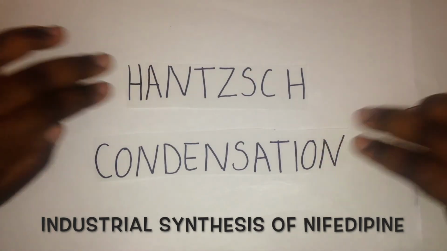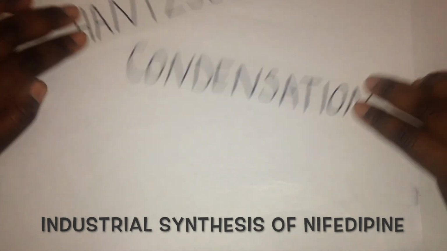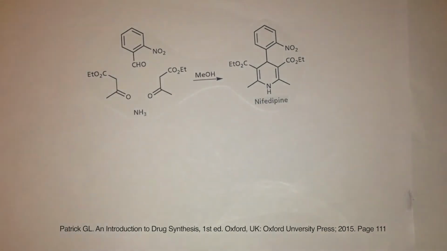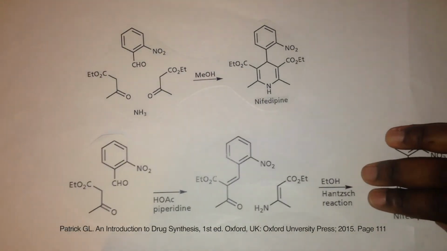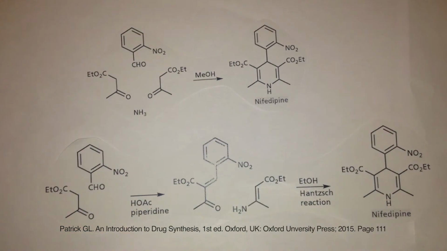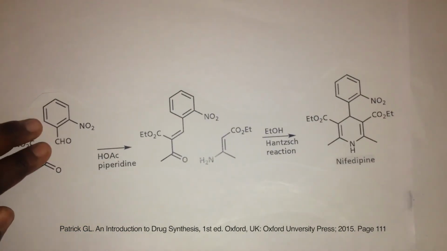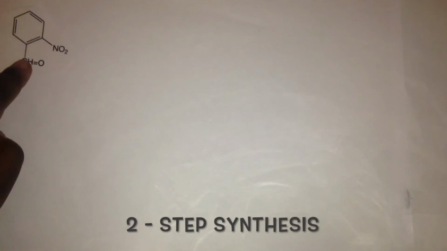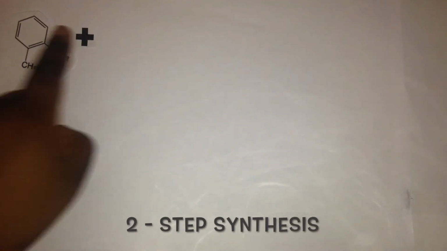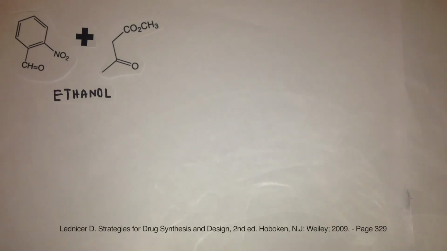Nifedipine is synthesized by a Hantzsch condensation reaction. It can either be done as a single-step synthesis or as a two-step synthesis, but the yield of nifedipine is much larger with the two-step synthesis. First, a mixture of ortho-nitrobenzaldehyde and ethyl acetoacetate are dissolved in a solvent such as ethanol.